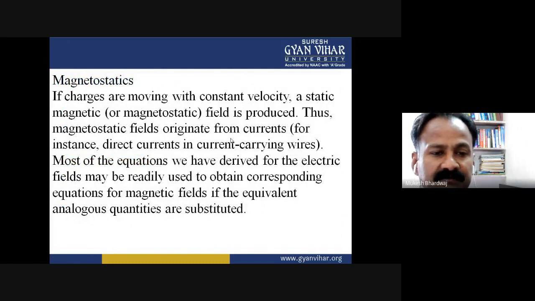Magnetostatics: if charges are moving with constant velocity, a static magnetic or magnetostatic field is produced. The magnetostatic fields originate from currents, for instance, direct currents in current-carrying wires. Most of the equations we have derived for the electric fields may be readily used to obtain corresponding equations for magnetic fields if the equivalent analogous quantities are substituted.